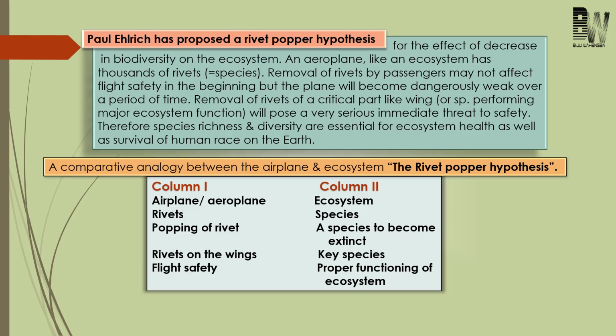Now let us discuss this hypothesis. So removing of a rivet by a passenger is just like killing a species. That is, removal of a rivet may not affect the flight safety. Just like that, killing of a species may also affect the functioning of the ecosystem.